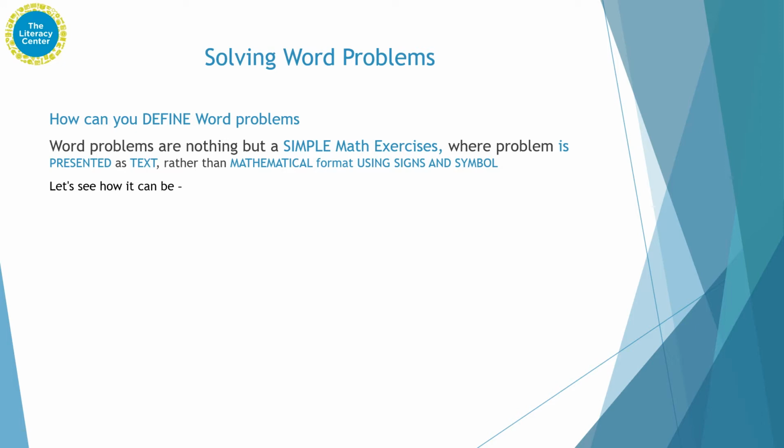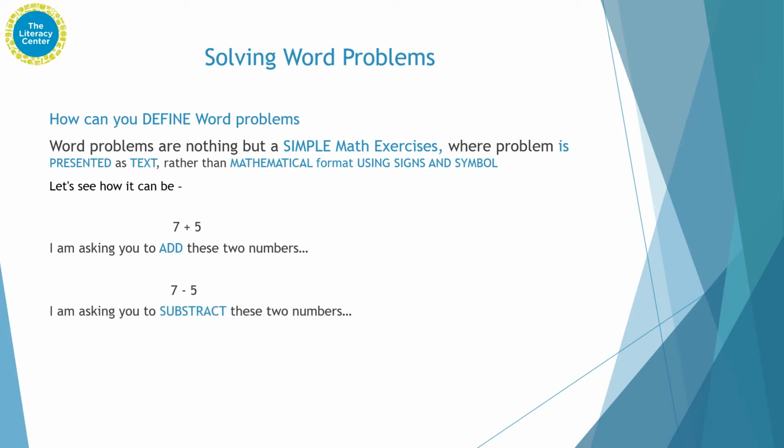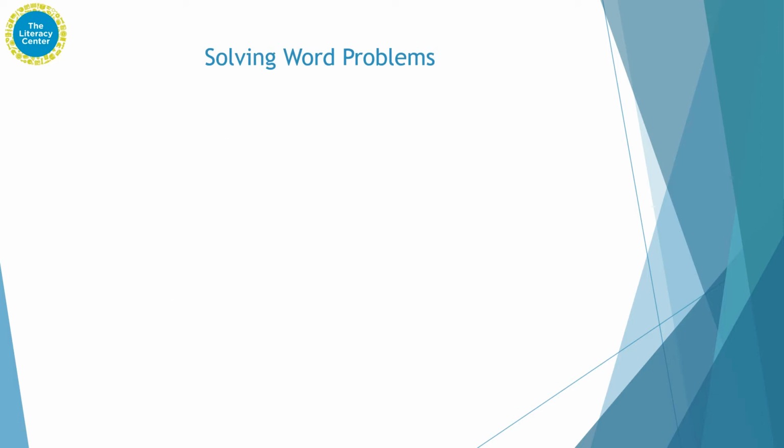For example, if I give you some math exercise like this, 7 plus 5, what am I asking you to do here? I'm actually asking you to add these two numbers, right? Let's take another example. 7 minus 5. What am I asking you to do here? I'm asking you to subtract these two numbers. Similarly, I can ask you to multiply or divide any numbers, right? Using the multiplication sign or division sign.